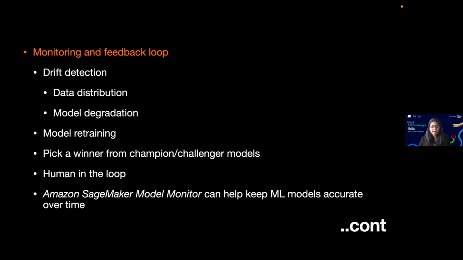And often having human reviewers in the loop before pushing the models into production becomes extremely essential. A lot of times when we are dealing with projects with huge sensitivity where false negatives or false positives are unacceptable and should be minimized as much as possible, that's when the human in the loop component would become really, really essential. And again, Amazon SageMaker Model Monitor has certain features that can help keep your machine learning models accurate over time. These in general wrap up all the different considerations that we need to make when designing your MLOps platform.